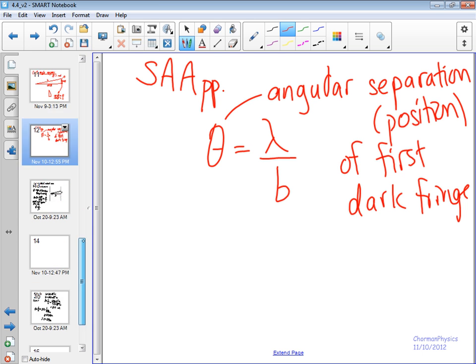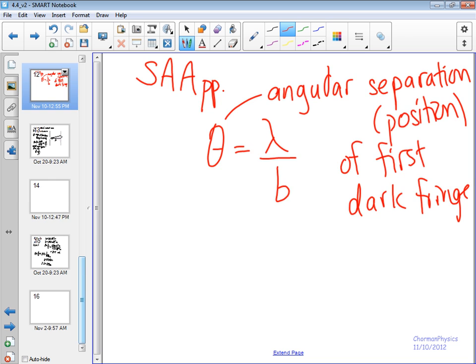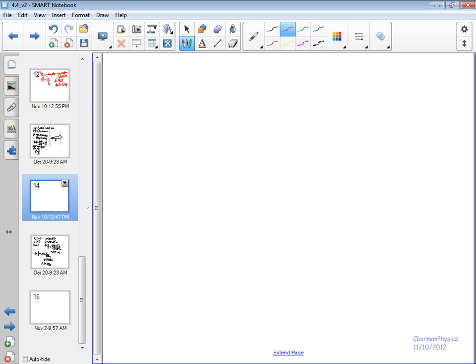We have a quick little example problem to show you here. We have a diffraction pattern that forms when light with a wavelength of 675 nanometers, gotta make sure we know our prefixes, passes through a single slit. Determine the angle that locates the first dark fringe if the width of the slit is 18 micrometers.